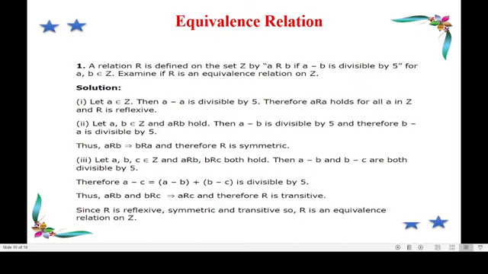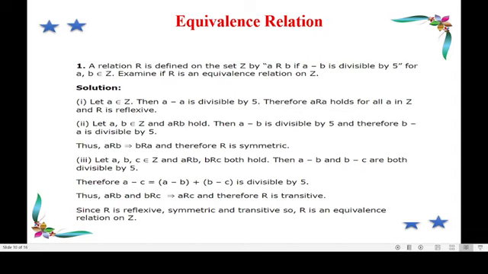Let us see the example of equivalence relation. A relation R is defined on the set Z such that a minus b is divisible by 5. Examine if R is an equivalence relation on Z. The first condition we can check easily. a minus a is divisible by 5. So R is reflexive.